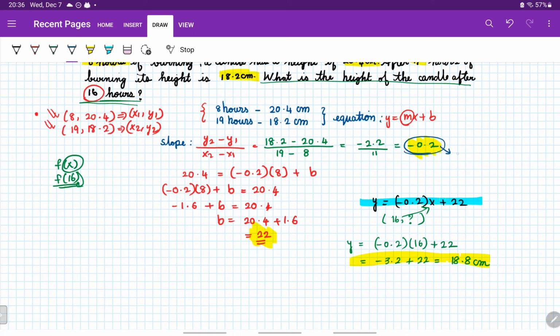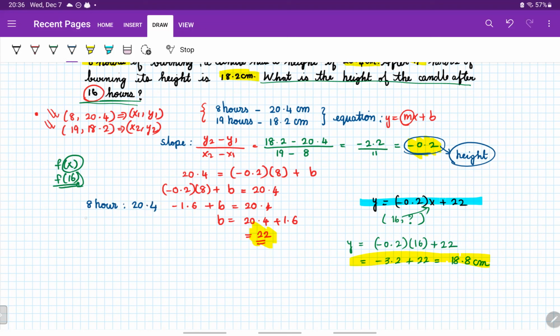This is the height that's being reduced for every unit time, and here each unit of time is calculated in hours. So for every hour, there's a 0.2 centimeter reduction in our candle height. So we didn't even have to find the b value necessarily, at least for this question. It's a little more straightforward because we already know what the height is for 8 hours. It says that it is 20.4 centimeters.